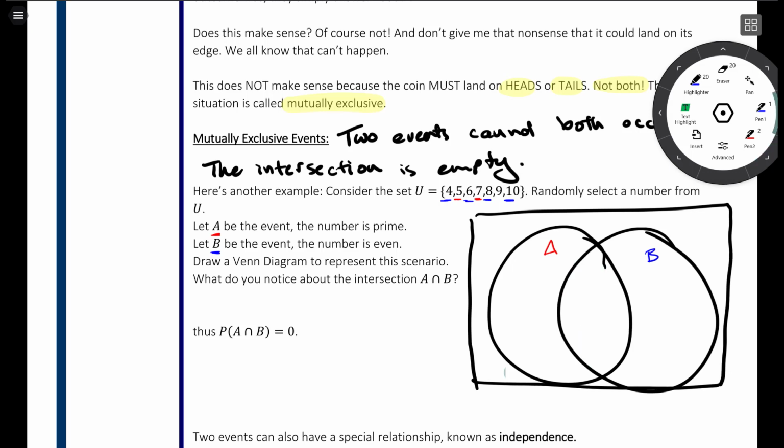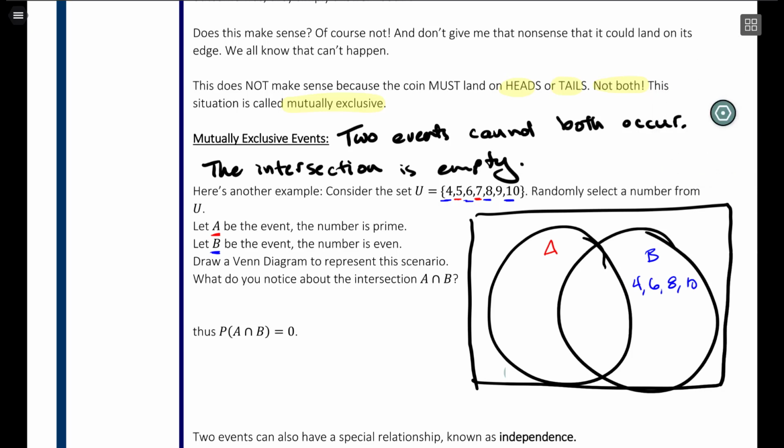We'll start with B, the event that a number is even. Well, 4 is even. It's definitely not prime. Same thing with 6, 8, and 10. So there's nothing in the overlap. Now let's take a look at A. The numbers that satisfied that condition were 5 and 7, but 5 and 7 are not even, so there's not going to be anything in the intersection. The last one we have is the number 9, but 9 is not prime because it's divisible by 3, and it's also not even, so that hangs out here with our universal set. Now, what do we notice about the intersection in this scenario? It's empty.